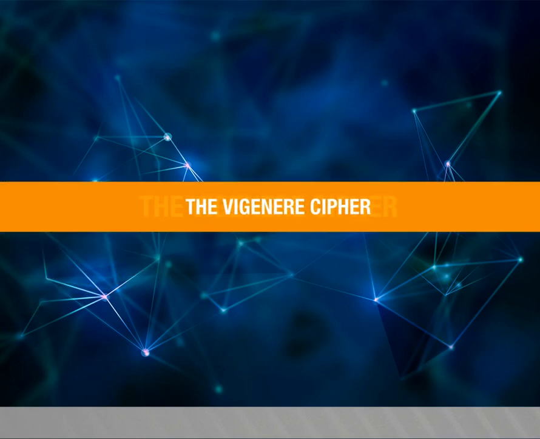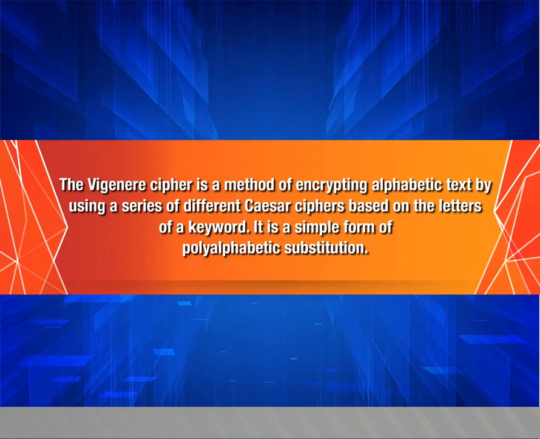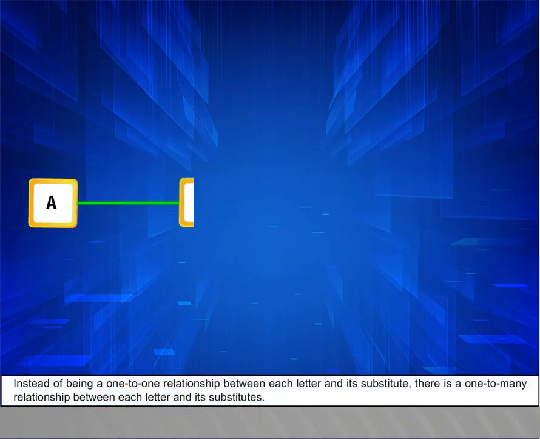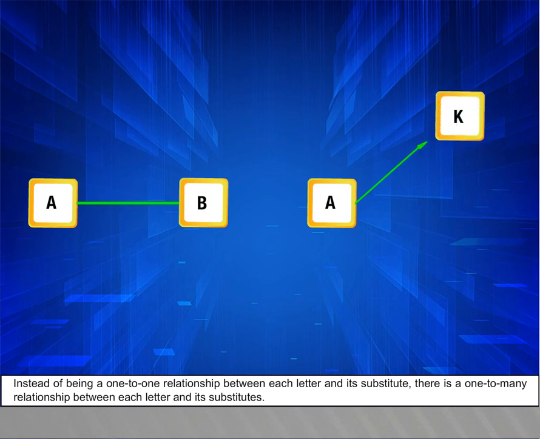The Vigenère cipher. In this video, we are going to see about the Vigenère cipher. The Vigenère cipher is a method of encrypting alphabetic text by using a series of different Caesar ciphers based on the letters of a keyword. It is a simple form of polyalphabetic substitution. Instead of being a one-to-one relationship between each letter and its substitute, there is a one-to-many relationship between each letter and its substitutes.